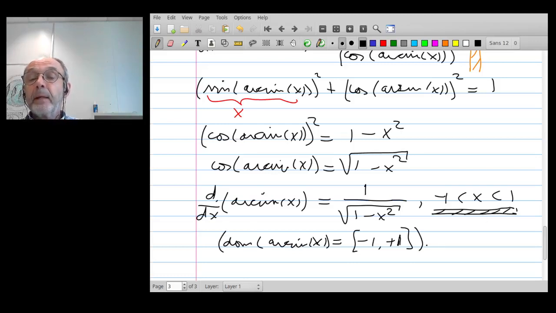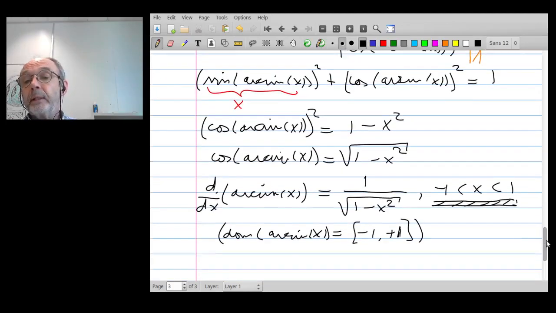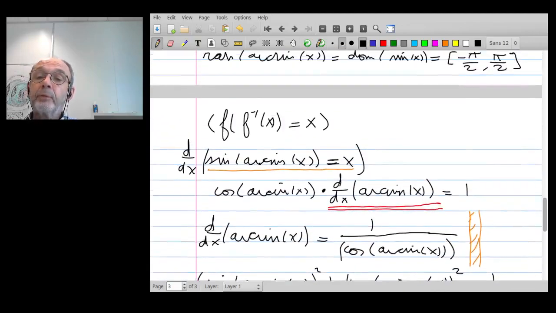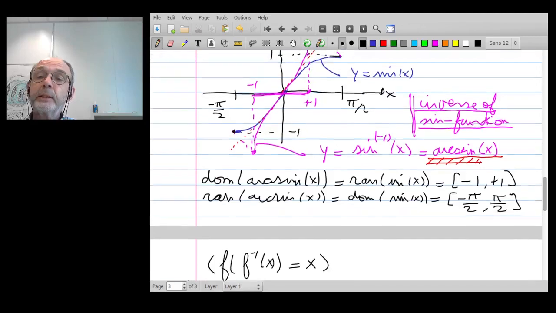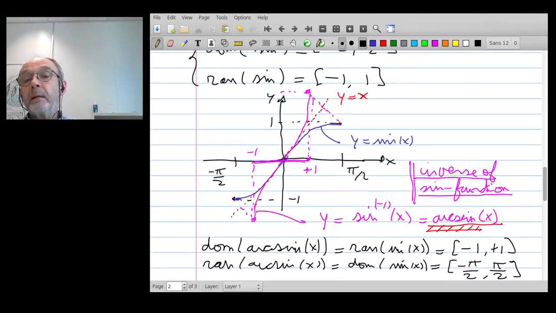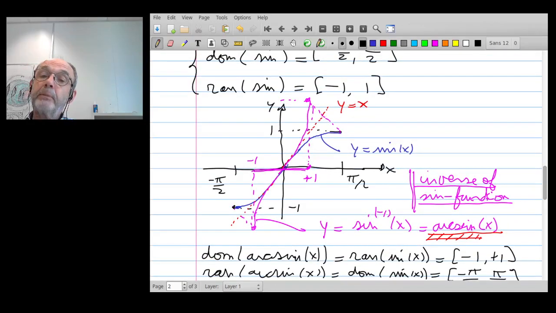Okay, and so we have calculated the derivative of the arcsine function. The arcsine function itself, we can say that it's the inverse of the sine function, but I cannot give you some expression for it. I can only give you some idea about how the graph will be by looking at that picture there.